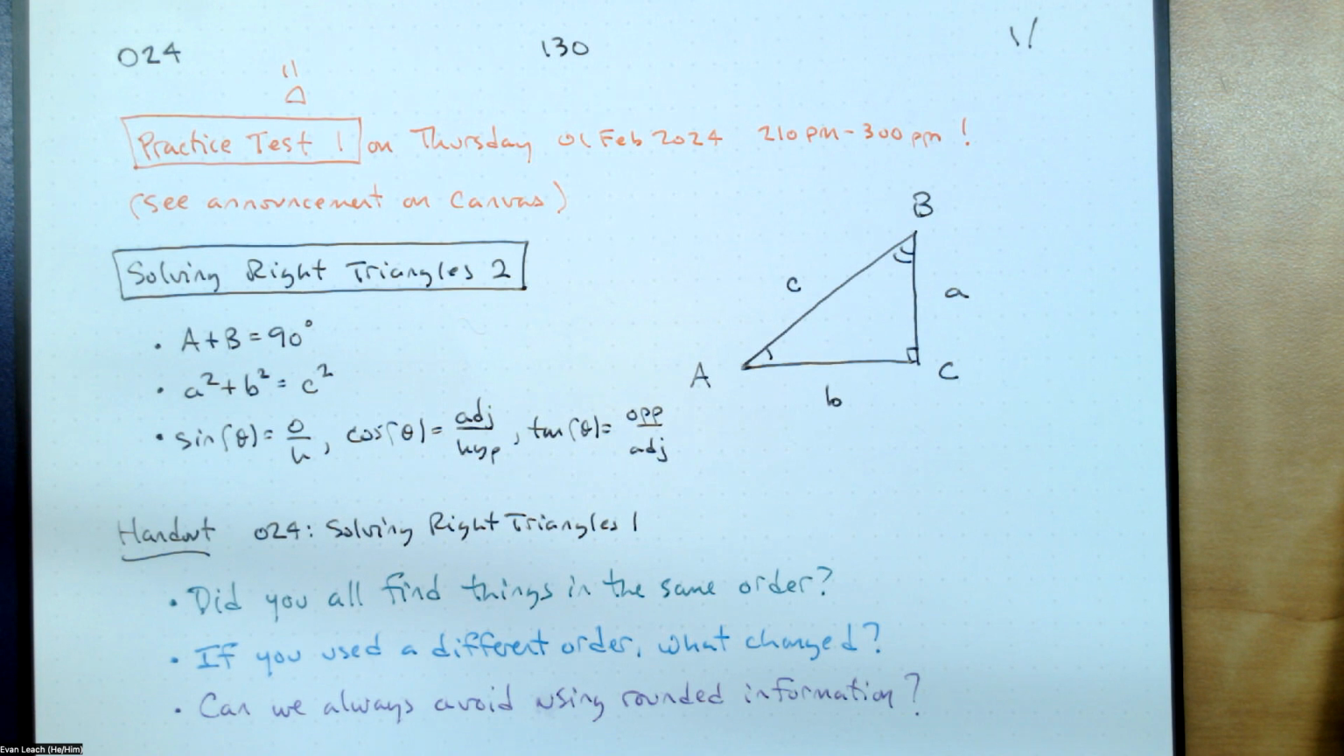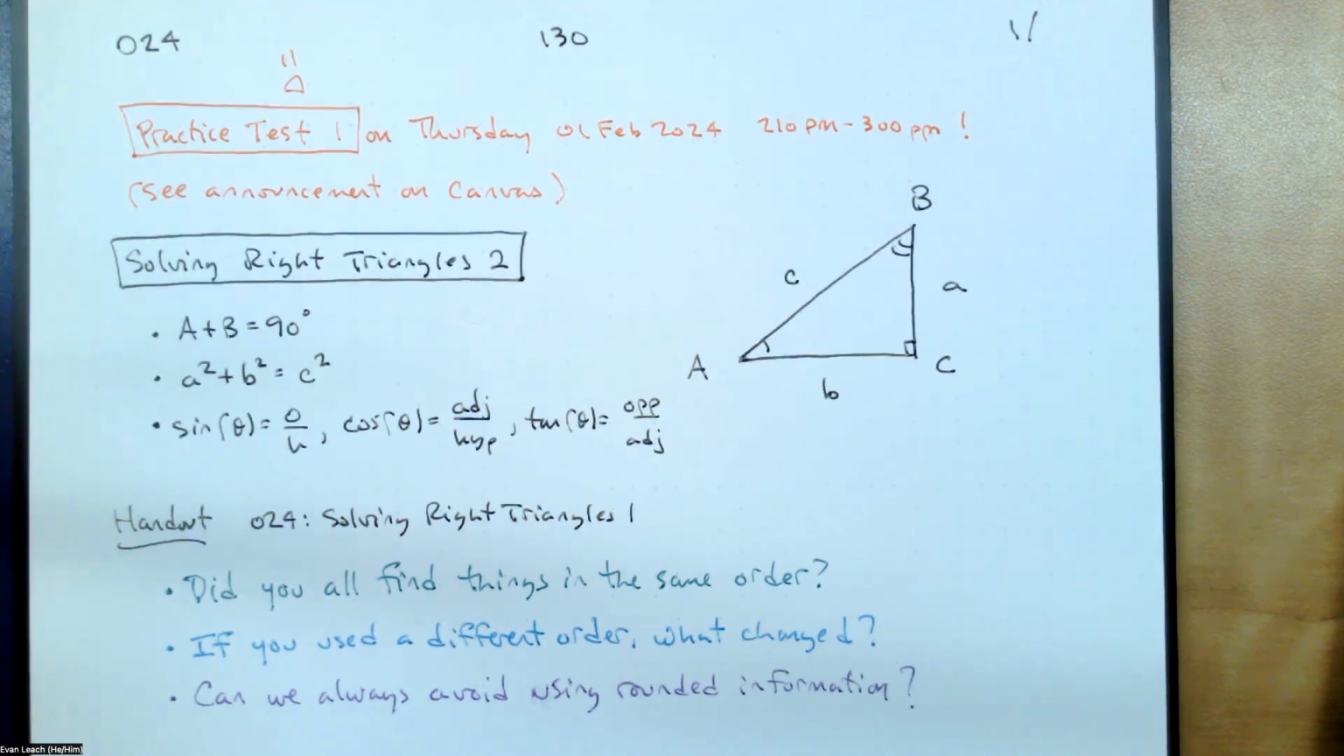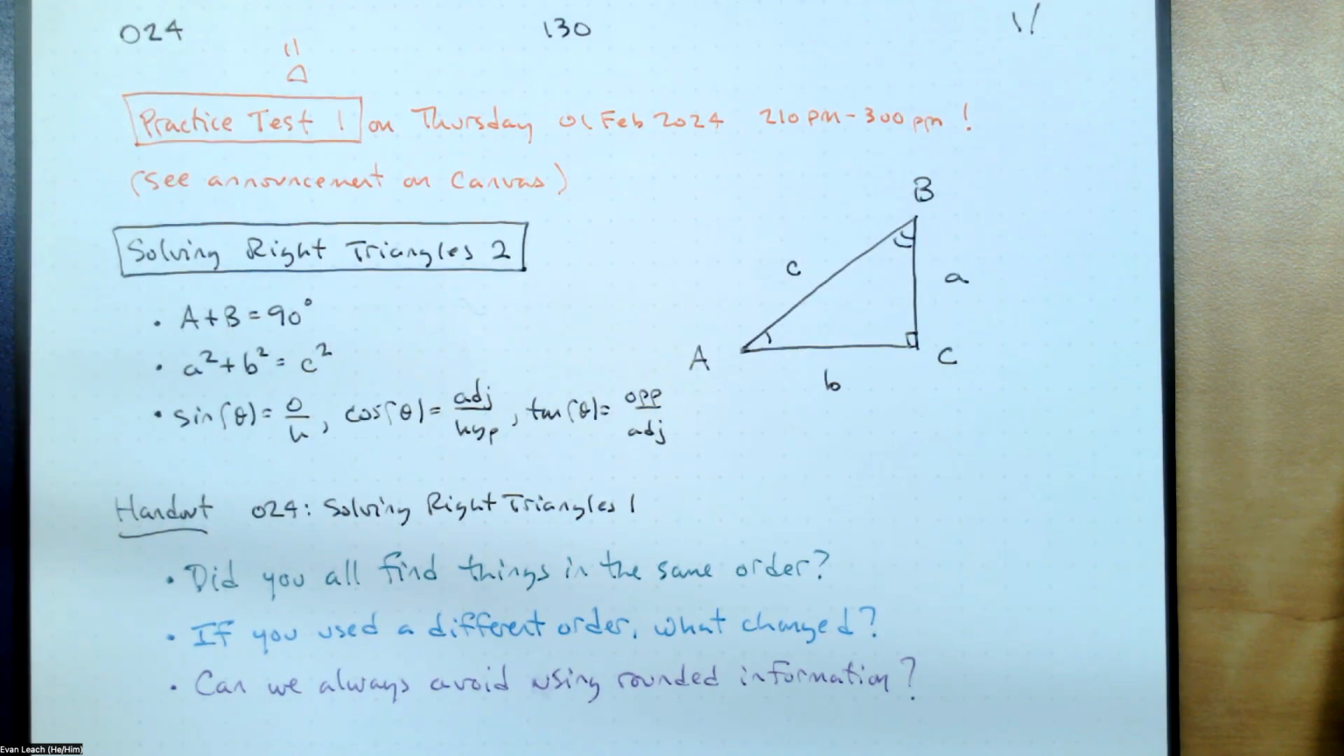And while you're thinking about the order of the three things that you need to find in solving a right triangle, as you're thinking about the order of doing things, is there always a way to avoid using rounded information? Remember, using rounded information is okay as long as we don't round it early. We just have to make sure that our calculator is using all those digits, even if we're only going to write down 3 of them. So can we always avoid using rounded information?